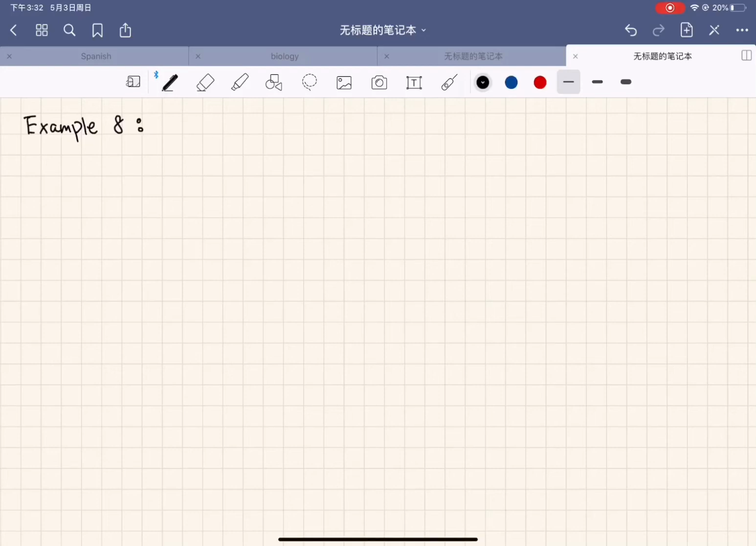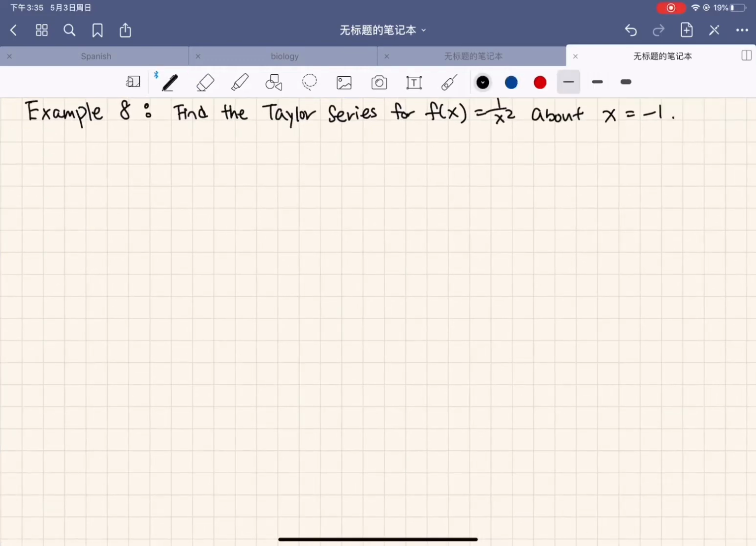So we will look at two example questions now. The first example is: find the Taylor series for f(x) equals 1 over x squared about x equals -1. So first we have to evaluate all the derivatives.